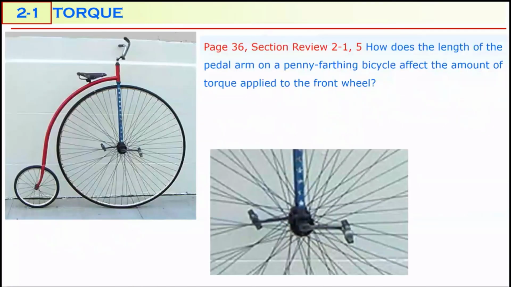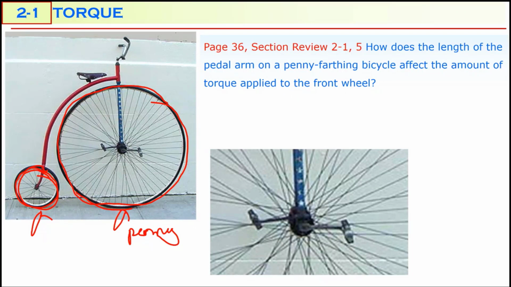And one section question in your book: how does the length of the pedal arm on a penny farthing bicycle affect the amount of torque applied to the front wheel? This is a penny farthing bicycle because one wheel is so huge and the second wheel is so small. I think in Britain they have a penny. Penny is larger, but farthing is small. That's why it's called a penny farthing bicycle.